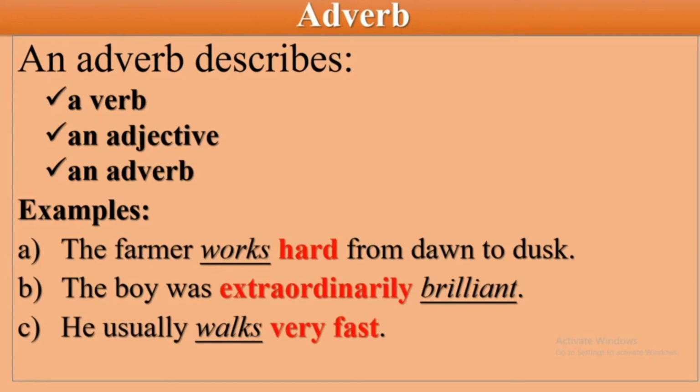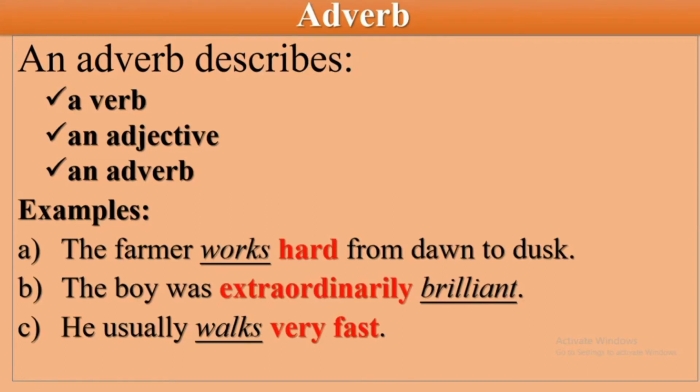The farmer works hard from dawn to dusk. In this sentence, the word hard, which is in red, is an adverb because it has modified the verb works. So how does he work? He works hard. So in this sentence, the word hard has modified the verb works. So it's an adverb.